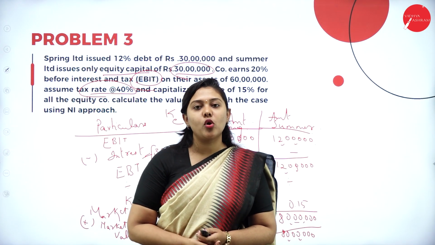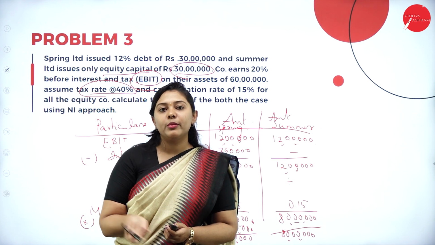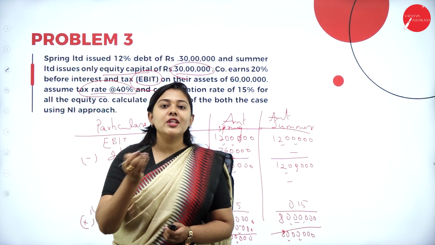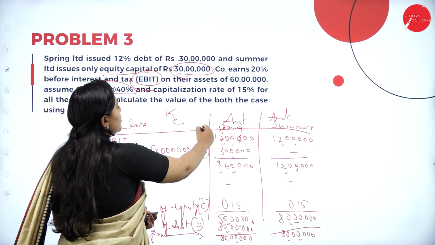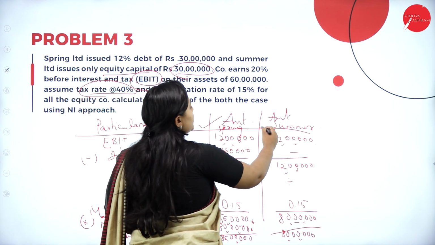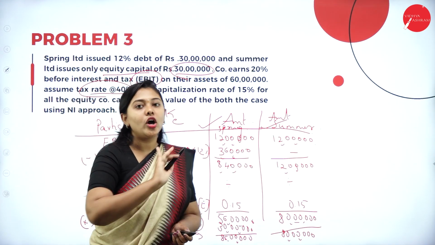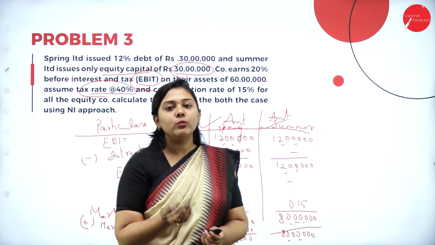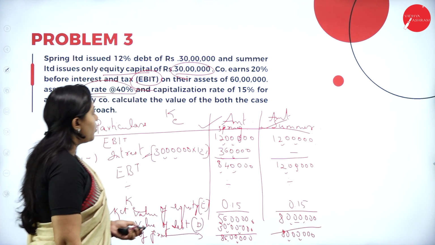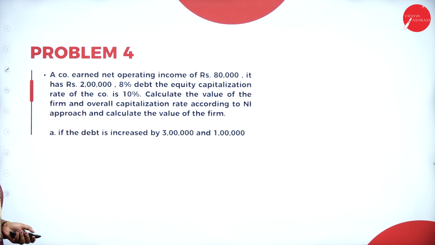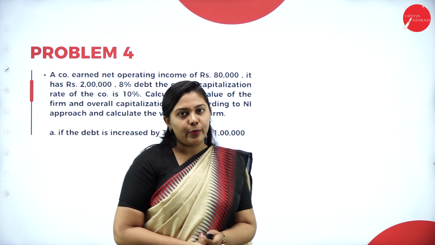So this is how we solve, my dear students. In a few cases, they will give you both companies, identical companies, with a mixture of debt and equity shares. So in this case, Spring Limited is using debt and Summer Limited is using equity. So this is how we calculate. In Summer Limited, we are not taking up any debenture value because it is only using equity as a source of finance. Moving forward, let us take up one more problem for more clarification on the NI approach.